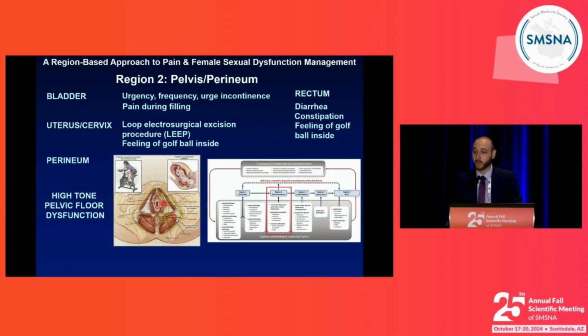So region 2, pelvis and perineum. We have many symptoms and many pathologies for region 2 disorders. We are very familiar with urinary urgency, frequency, pain during filling, etc. We see a lot of region 2 disorders after a LEEP procedure. We see this with avid cyclists, both male and female. We see this after birth trauma.